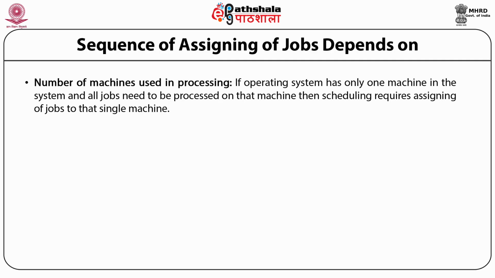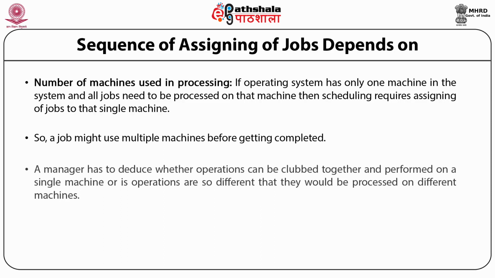If operating system has only one machine in the system and all jobs need to be processed on that machine, then scheduling requires assigning of jobs to that single machine. But generally, one machine cannot carry out all operations. So a job might use multiple machines before getting completed. A manager has to deduce whether operations can be clubbed together and performed on a single machine, or operations are so different that they would be processed on different machines.